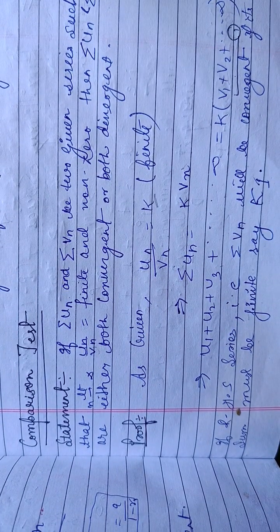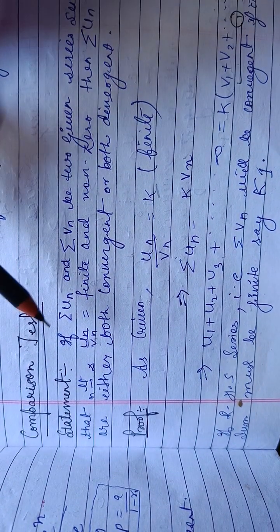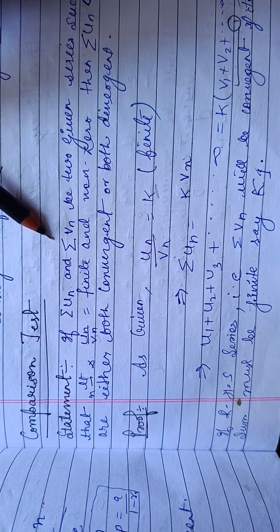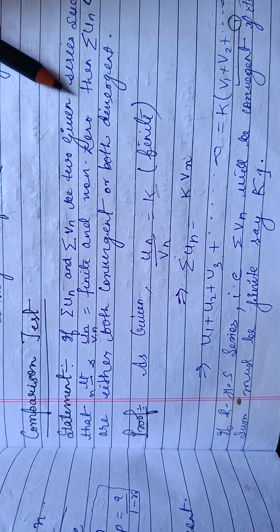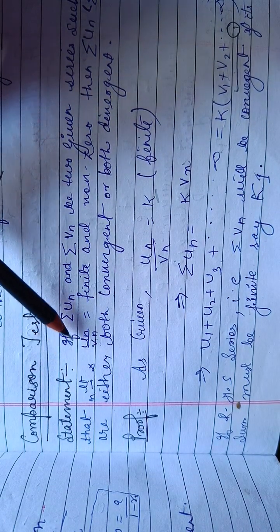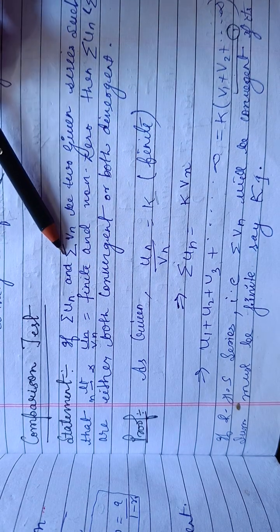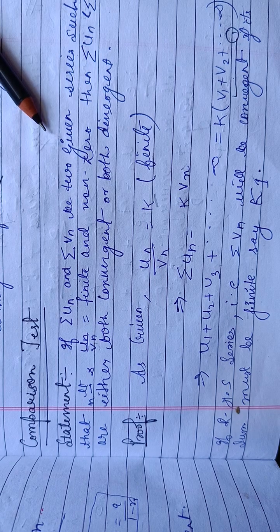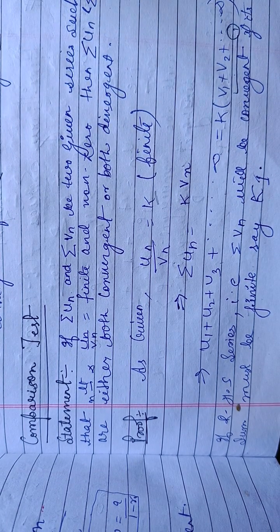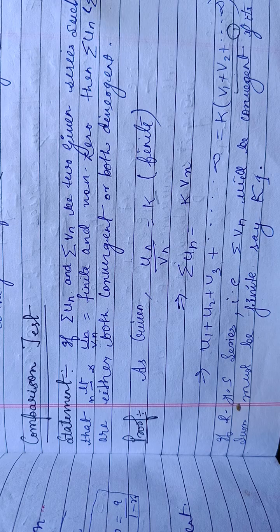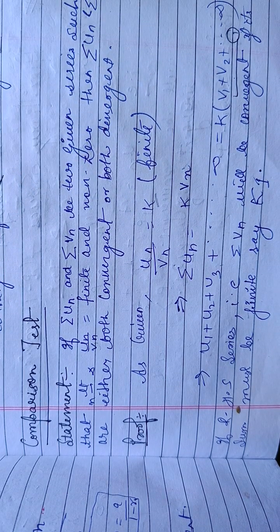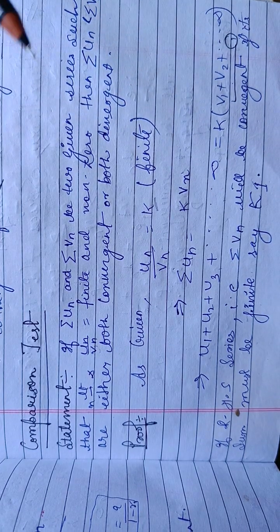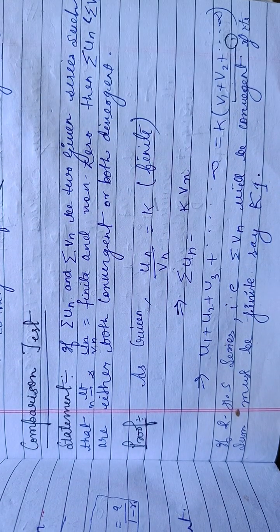Let's recap again what we learned today. The statement of the comparison test is: if series un and series vn are two given series such that when n tends to infinity, un upon vn gives a finite and non-zero quantity, then we can assume that both series un and vn are convergent, and if it gives an infinite quantity, then we can assume that both the series are divergent.